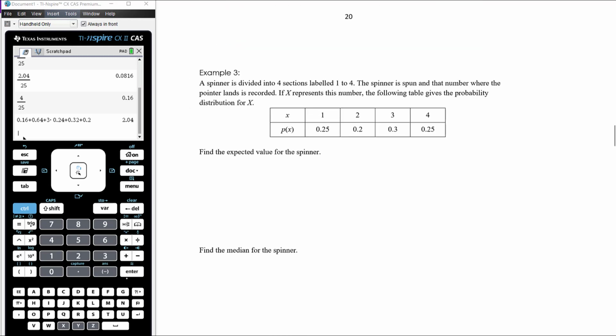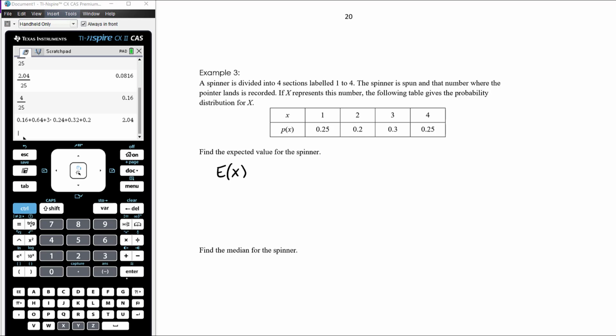Okay, so let's have a look at an example. A spinner is divided into 4 sections labelled 1 to 4. The spinner is spun, and the number where the pointer lands is recorded. If x represents this number, the following table gives the probability distribution for x. So it's a weighted spinner or a biased spinner. It's not equally likely that each of the things will occur. We want to know what's the expected thing that we would get. So the expected value for the spinner.